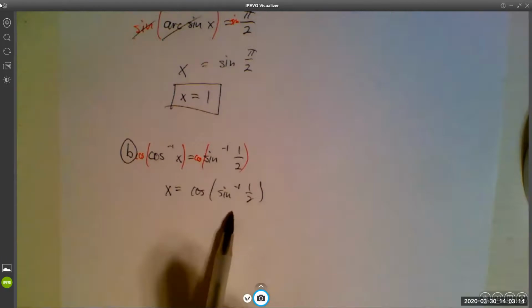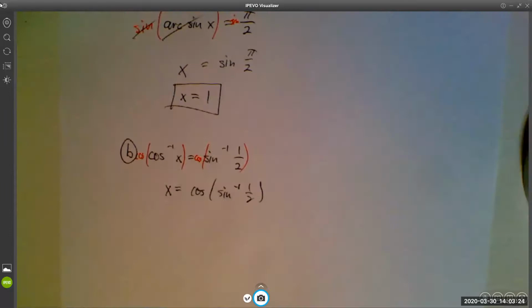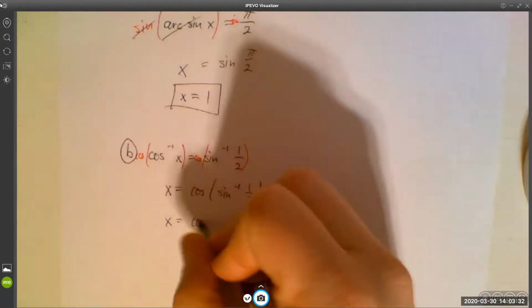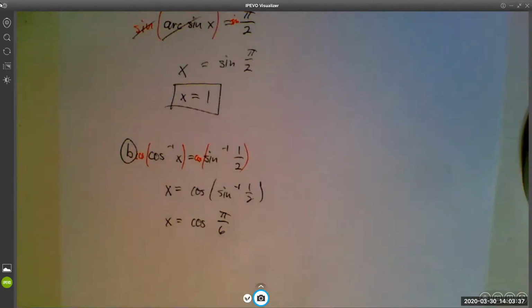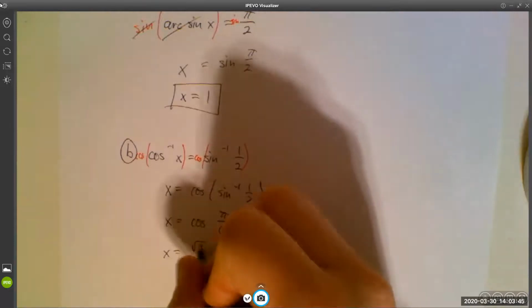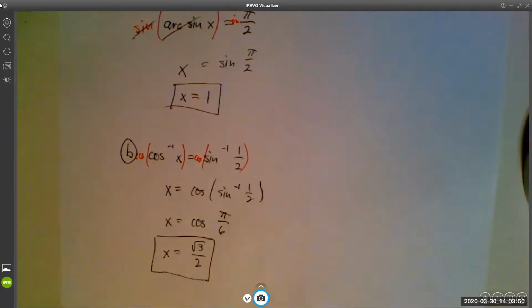So sine inverse of 1/2. I need to think of an angle such that sine of that angle equals 1/2. I'm thinking that the angle that'll do the trick is pi over 6. So this should be cosine of pi over 6. And now I have to think, what's cosine of pi over 6? Cosine of pi over 6 would be root 3 over 2. So x is root 3 over 2. And that's all there is to it.